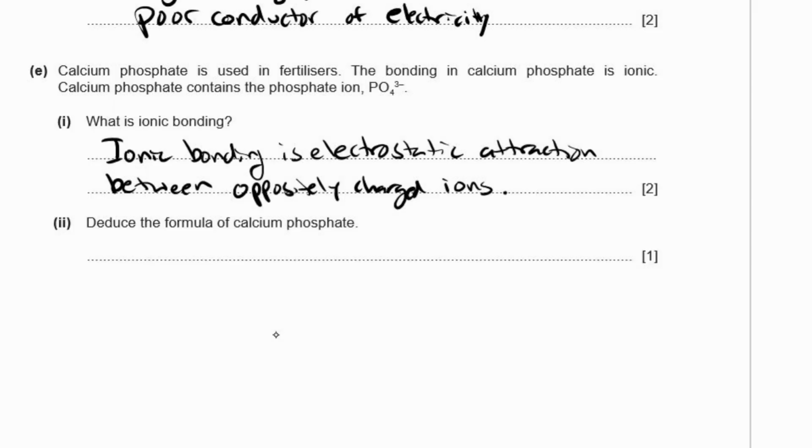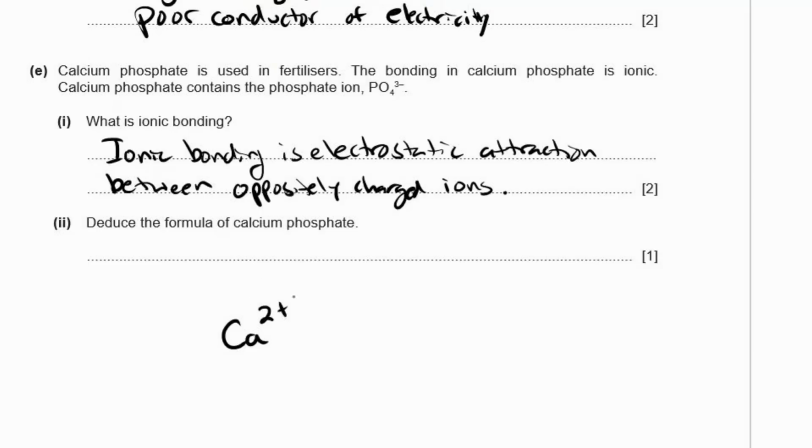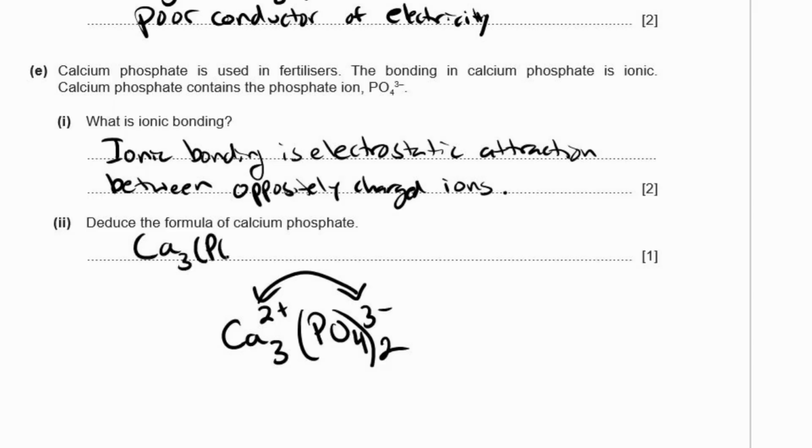2. Deduce the formula of calcium phosphate. So calcium, what is the charge on calcium? Ca. Calcium right here is in group 2. So that means it has a charge of 2+. Phosphate, PO4 3-, has a charge of 3-. Again, you swap the charges, so the 3 goes on calcium, the 2 goes on phosphate, and we have to put that in brackets because it's the whole thing. So the formula for this is Ca3(PO4)2. So that's the formula.